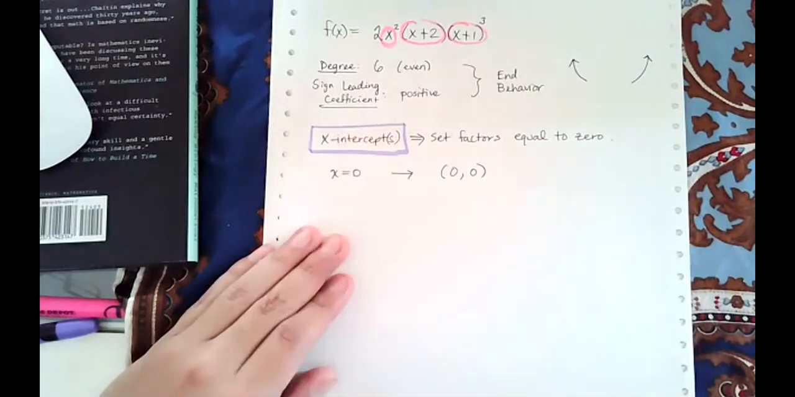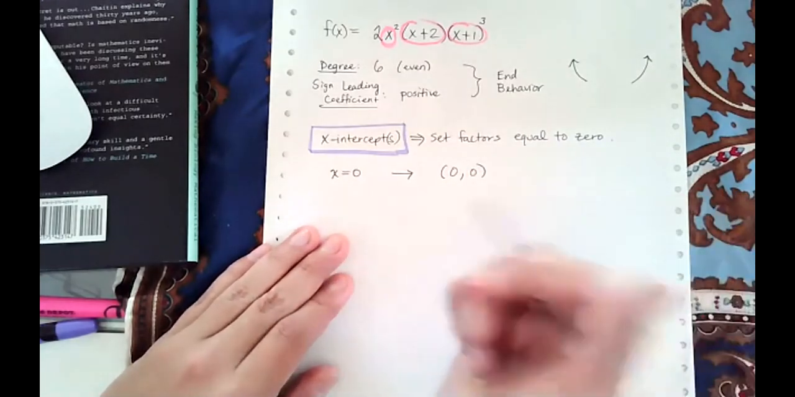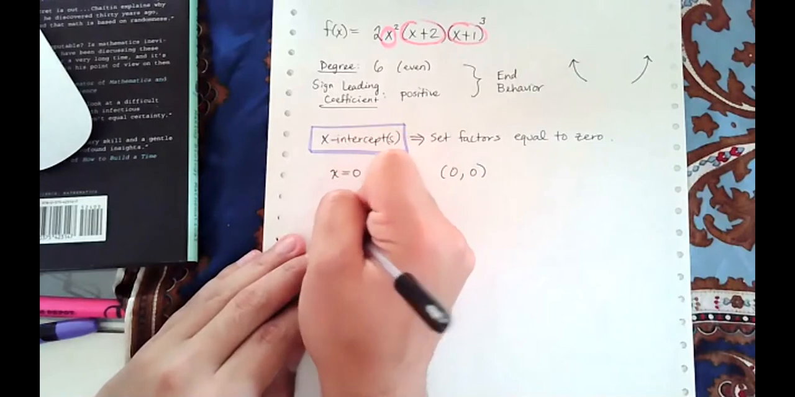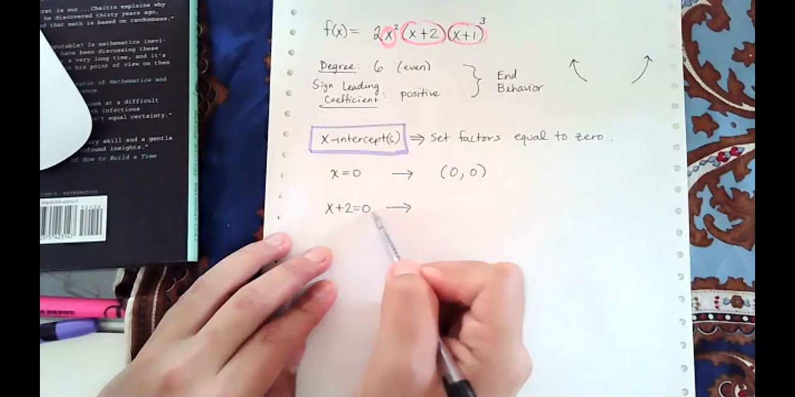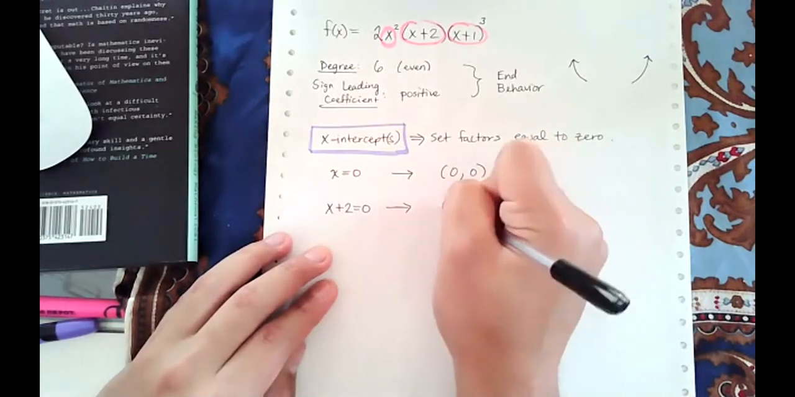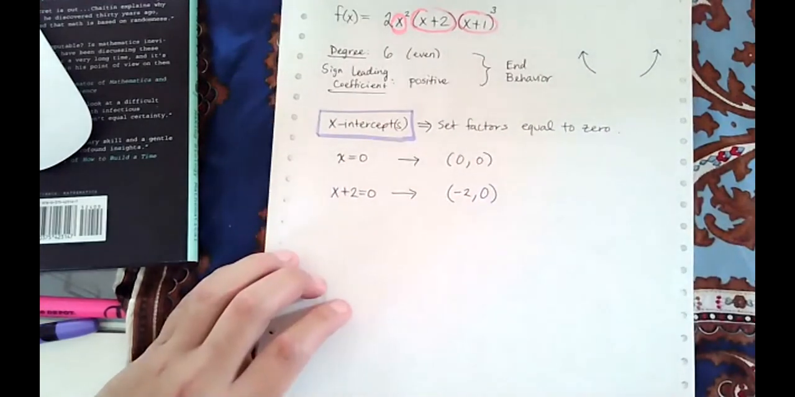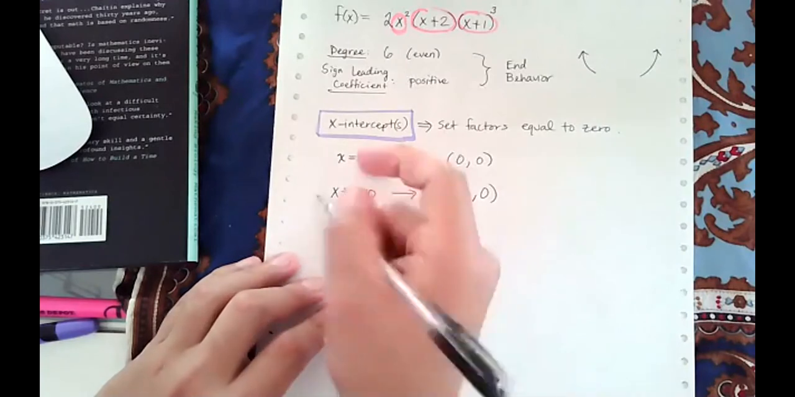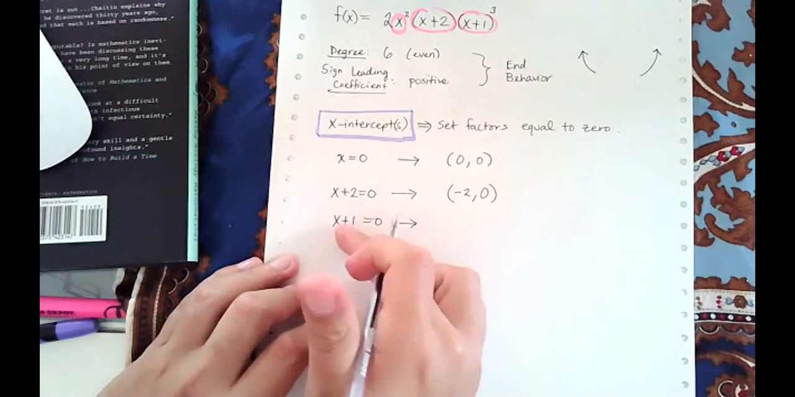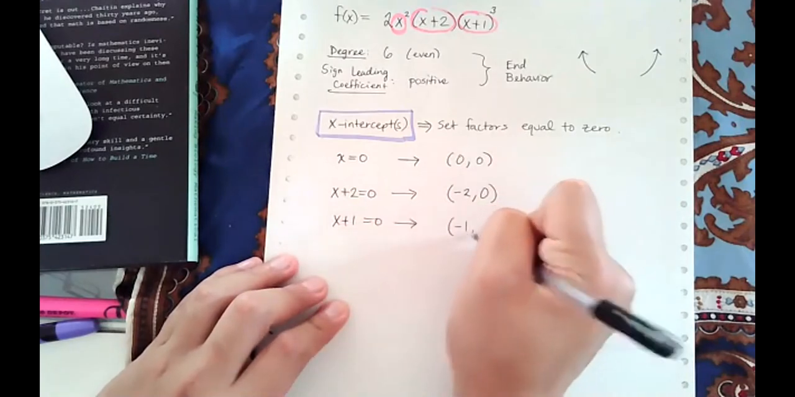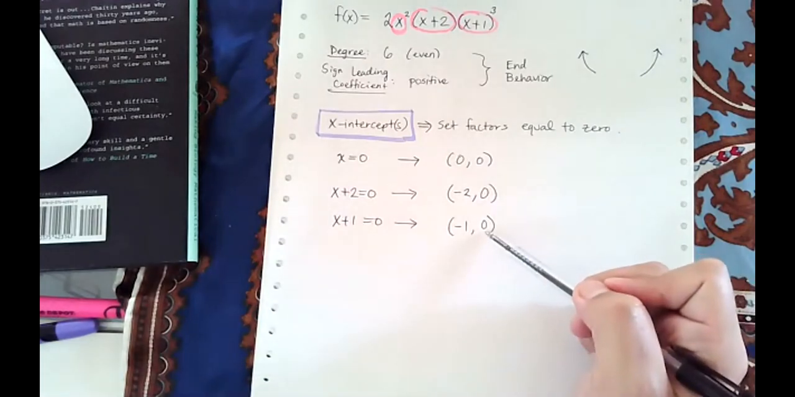Remember, your x-intercepts all have a y value of zero. So you'll see as I run through the column here that we'll have a column of zeros. If I have x plus 2 is equal to 0 and I solve that, I would have to subtract 2 over to the other side. So my x value would be negative 2 and my y value would be 0 because we're talking about x-intercepts. x plus 1 is equal to 0. Well, if I subtract the 1 over to the other side, I get negative 1 and 0 there, because again, x-intercepts have a y value of 0.